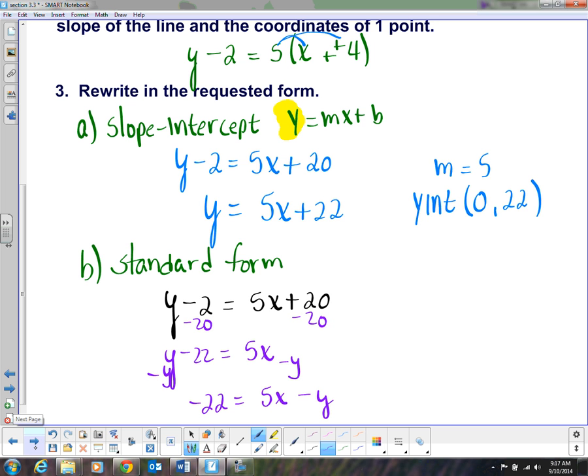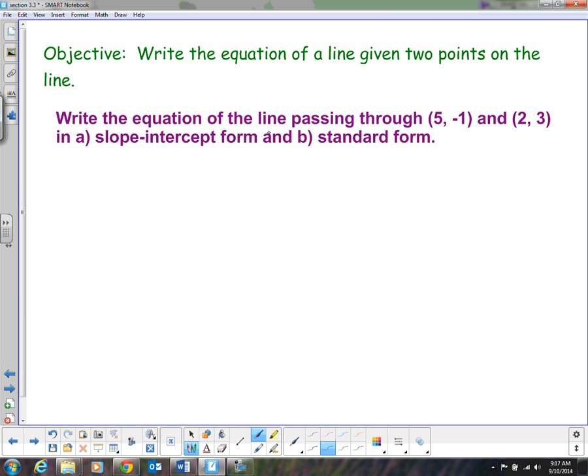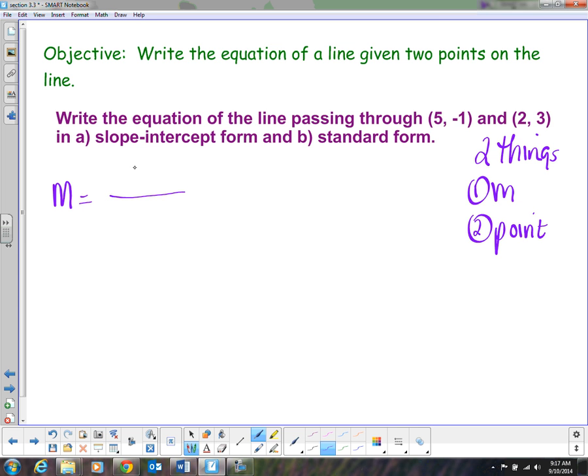Let's try another. Write the equation of a line passing through 5, negative 1, and 2, 3. Do you remember what 2 things we need? We need slope, and we need a point. What do we have plenty of? We got plenty of points. What don't we have? So what's the first thing you're going to do? You saw yesterday's lesson. What are you going to do?